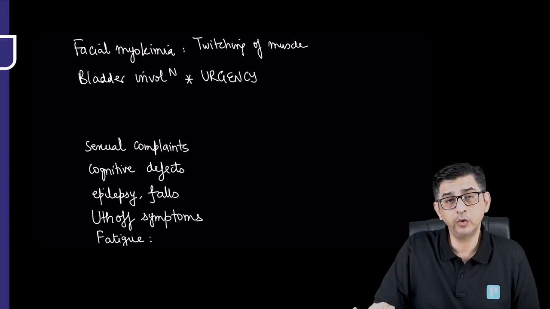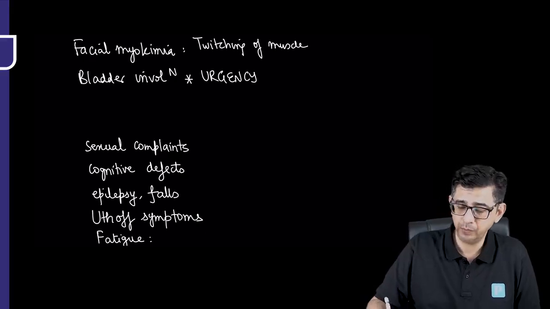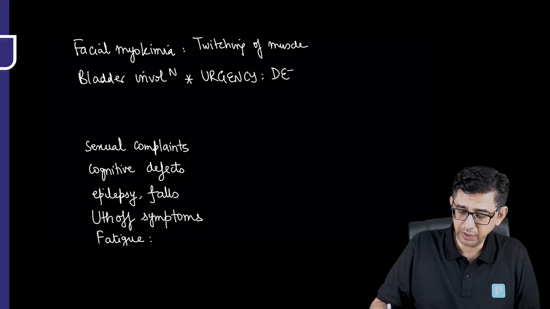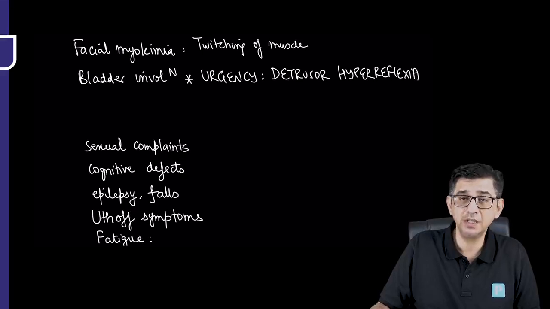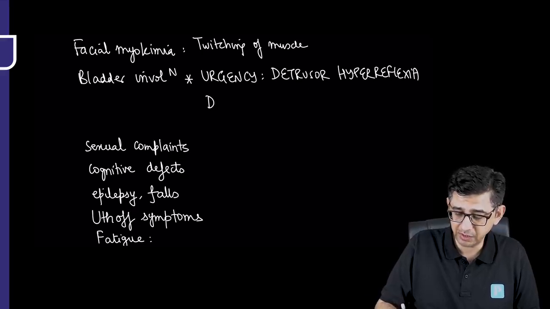So I can say that the detrusor muscle of this patient will be showing a hyperreflexia, and therefore this detrusor hyperreflexia would be manifesting in the form of urgency in these patients. Another manifestation which can be seen in these patients is detrusor dyssynergia.